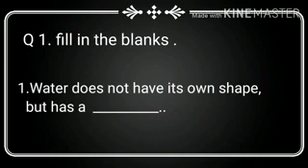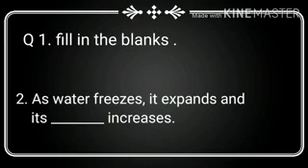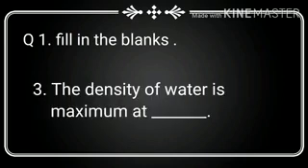Question 1, fill in the blanks. First, water does not have its own shape but has a dash dash. Second, as water freezes, it expands and its dash dash increases. Third, the density of water is maximum at dash dash.